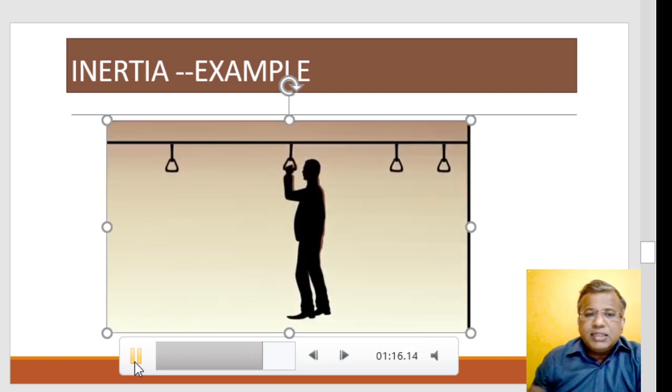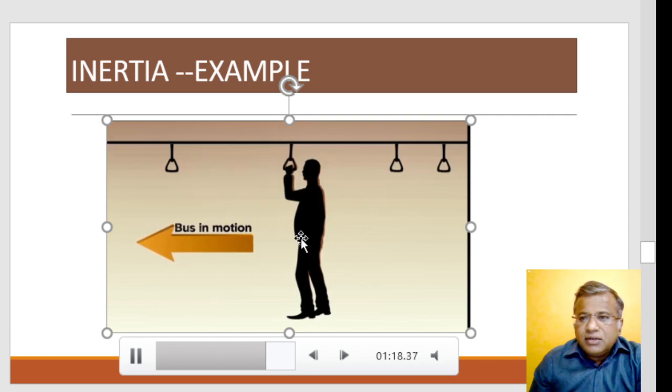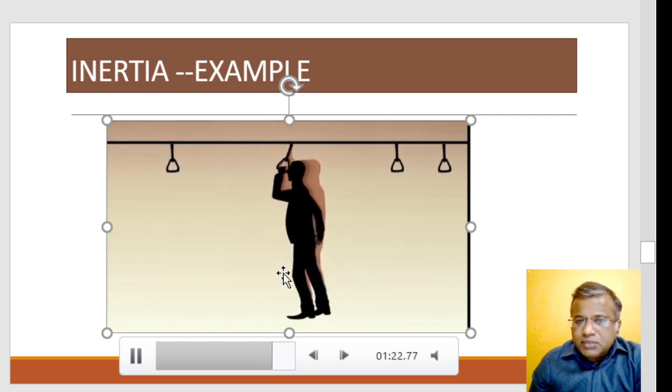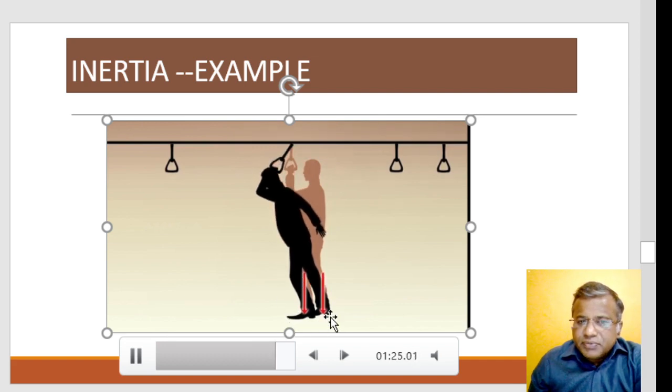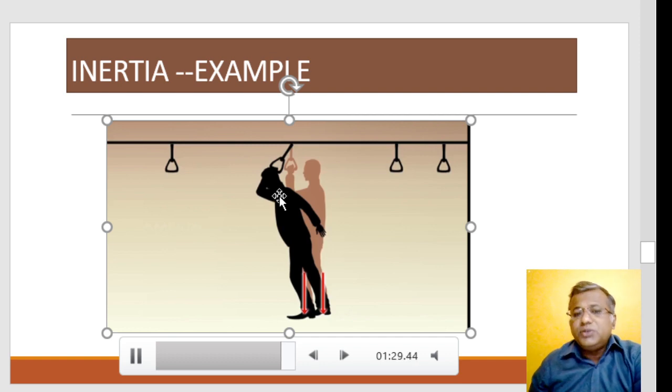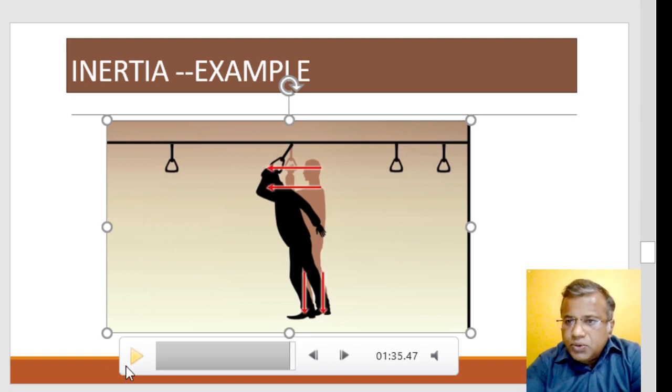In this diagram, the bus is in motion. The complete body is in motion, but the moment the bus stops, the lower part is at rest, whereas the upper part of the body continues to be in the same motion. That's why whenever the bus stops, you feel a jerk in the forward direction. You must have seen that, especially as a student.